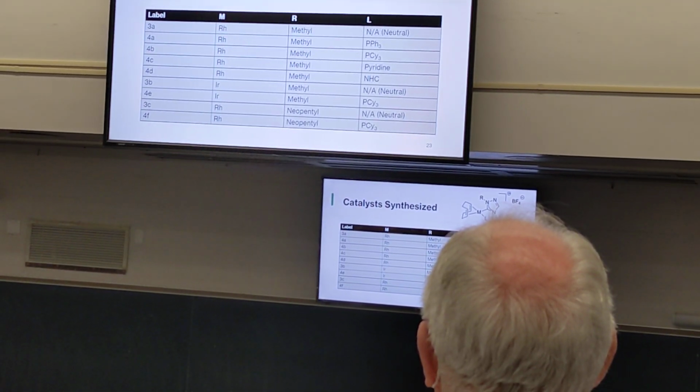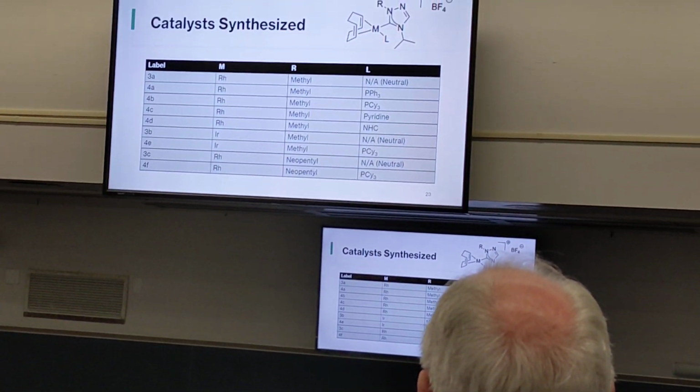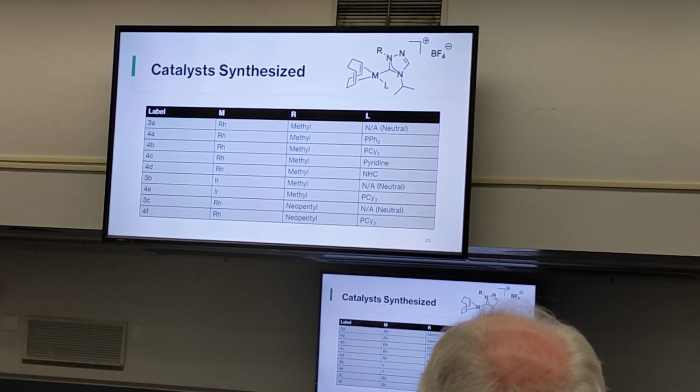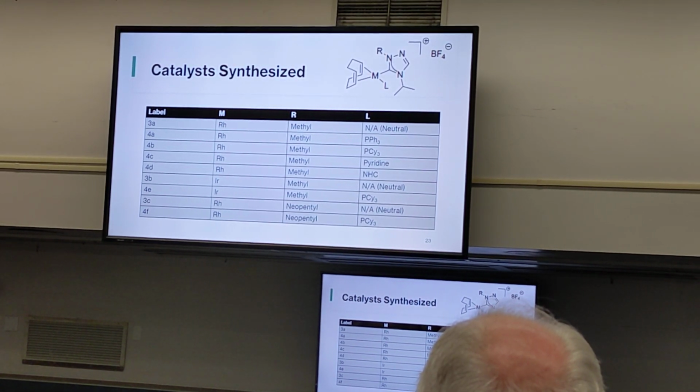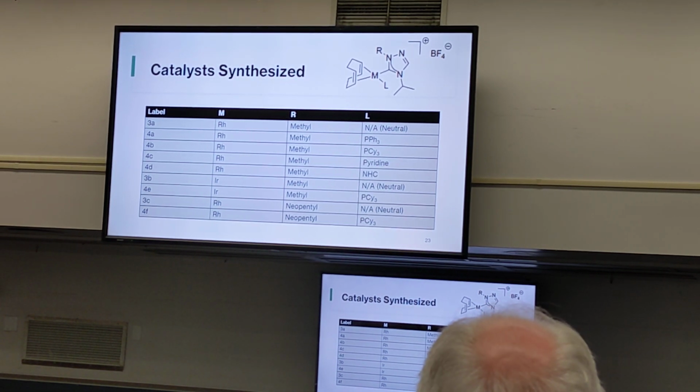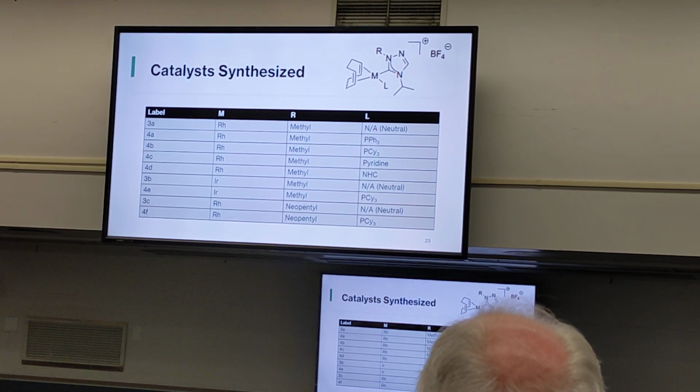This table shows all of our catalysts synthesized. We synthesized 9 complexes and tested 7 out of the 9. Ones that I would like you to focus on are 4B as well as 4F.